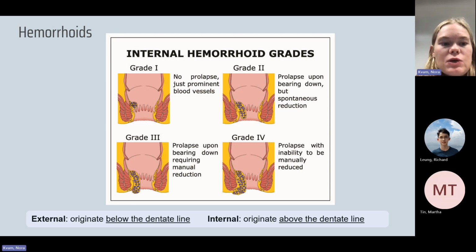So the transition between the tissue of the gut and the tissue of the skin, those epithelial cells, is the dentate line. So the internal hemorrhoids can be grade 1, where there's no prolapse of the cushions. Grade 2, when there's prolapse of the cushions, but they spontaneously go back by their own. Grade 3 is when the cushions prolapse, and they won't go back by themselves. You have to push them back up. And then grade 4 is when the cushions prolapse and you can't reduce them. You can't put them back up.